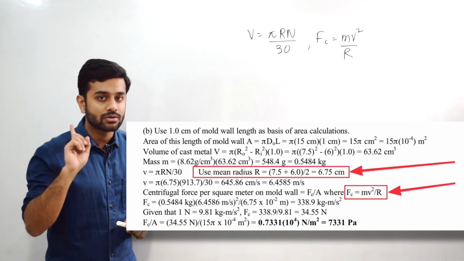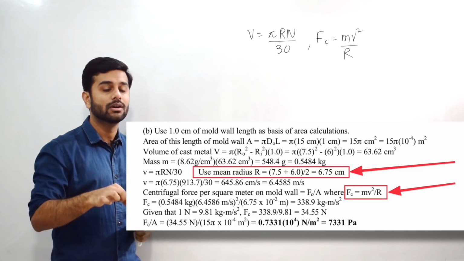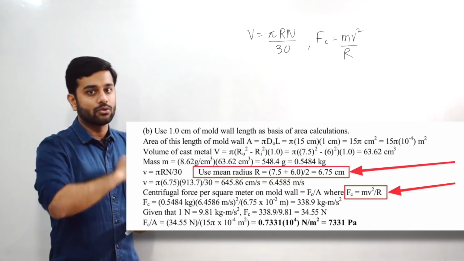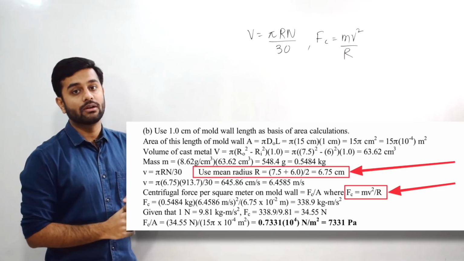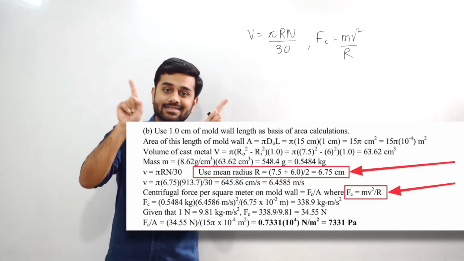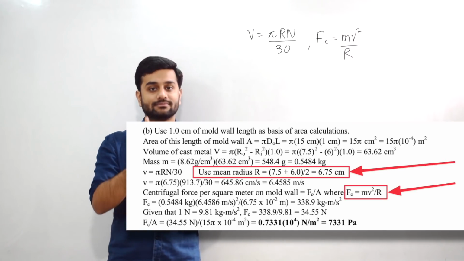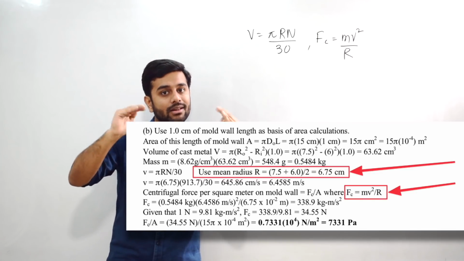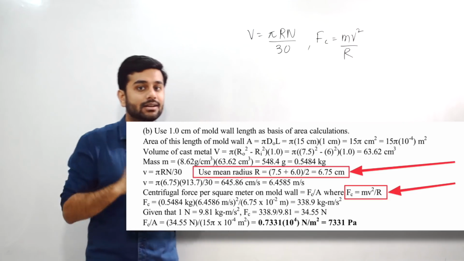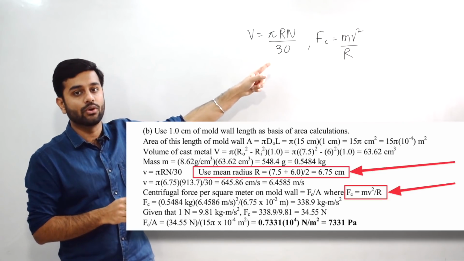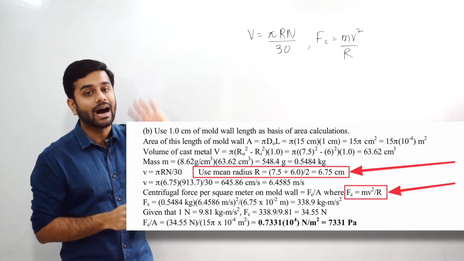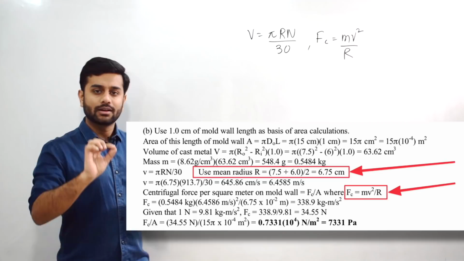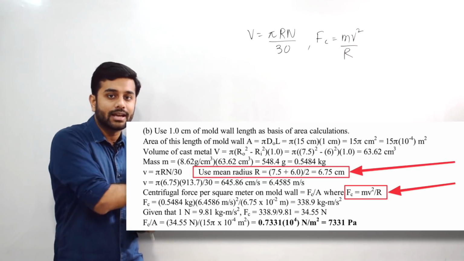This is the first conclusion that you can draw from the same book which the NPTEL content has referred to. Second conclusion: to find out the centrifugal force on the inner surface of the mold, the same surface which is the same as the outer diameter of the casting, even for that the centrifugal force is m v square by r, where r is again the mean radius. These are the two conclusions that you just need to take away from here.